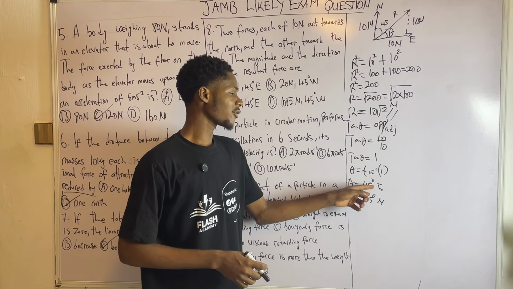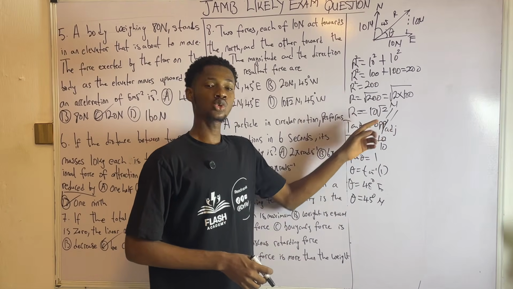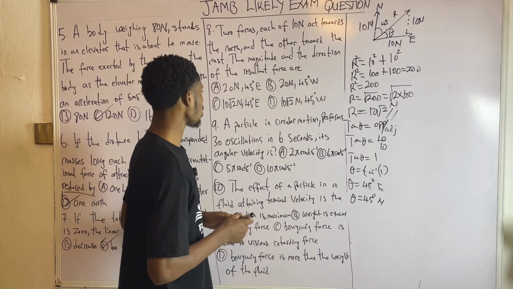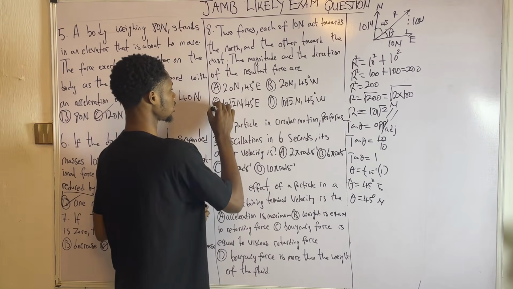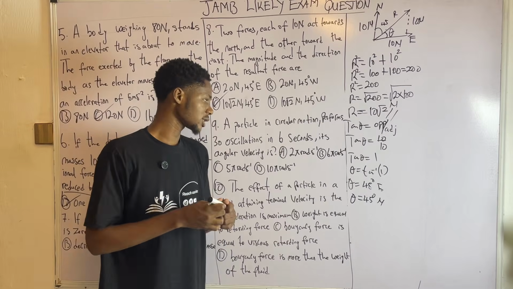In this case, we're having 45 degrees east for 10 with 2 newtons in the option. And that is option C. Okay, option C, very, very easy.